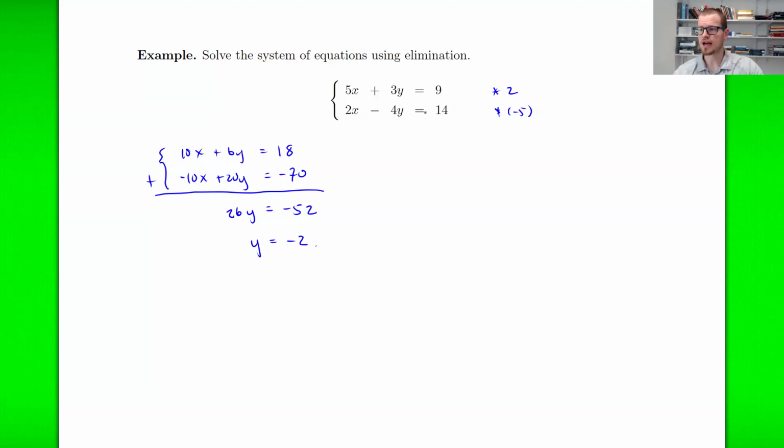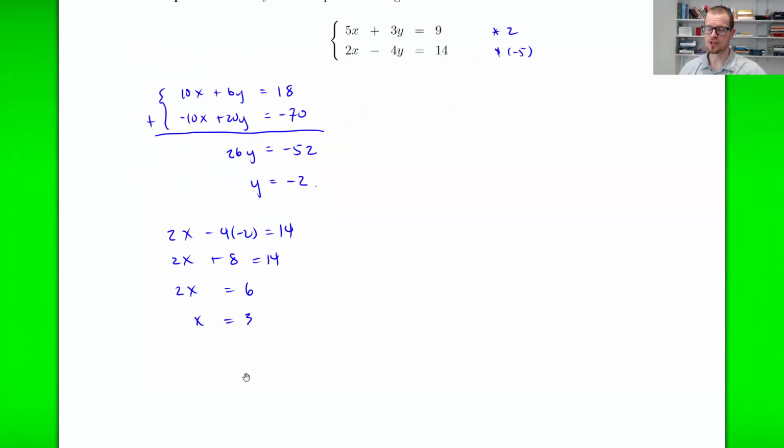At this point, I can use either one of the equations to find the value of x. I'm going to use the second equation. 2x minus 4 times a negative 2 is equal to 14. So 2x plus 8 is equal to 14. Subtract 8 to find 2x is equal to 6. And divide by 2 to get x is equal to 3.